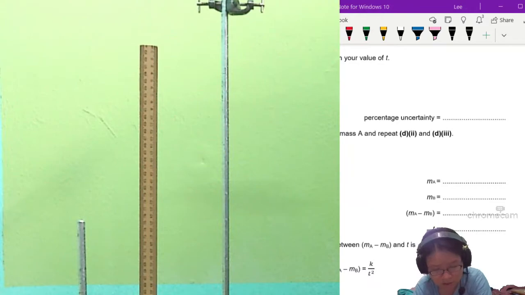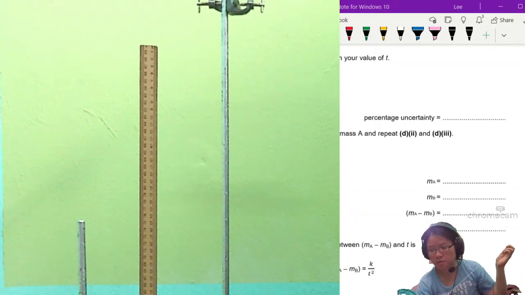Okay, this is no dice. I will find another 10 gram. Are you willing to go in? Yes, you are. Better. Alright, so what we have now in this setup is mass A.